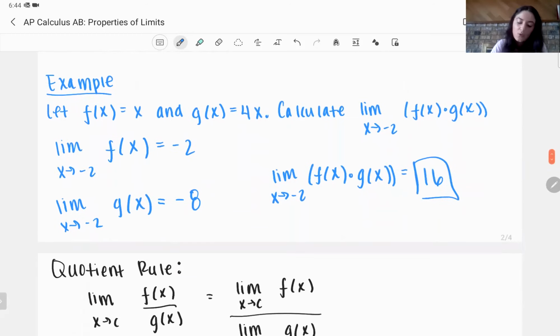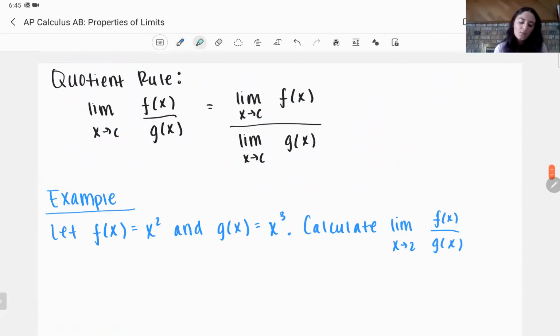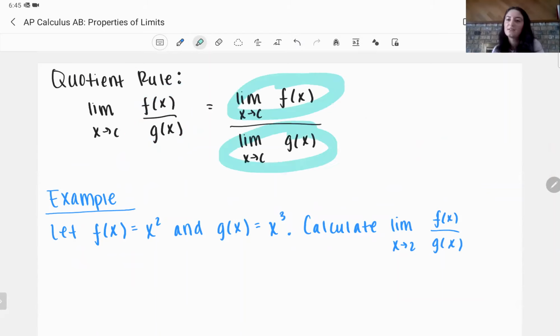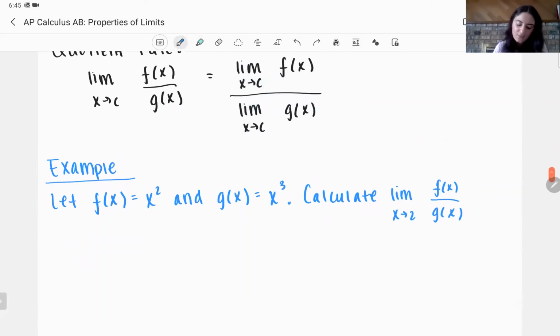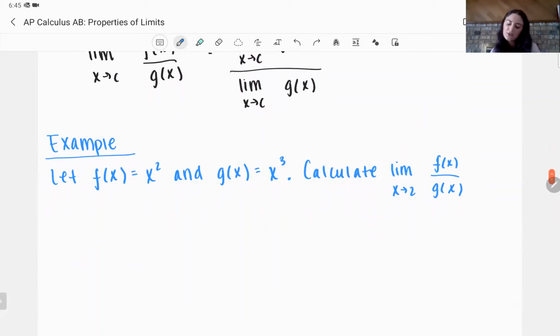Last rule, the quotient rule. So if you're asked to calculate the limit of two functions that are being divided by each other, you can just split that up into the limit of f of x, the limit of g of x, and divide those two final answers. So in our example, f of x is equal to x squared, g of x is equal to x cubed. Calculate the limit as x approaches 2 of f of x divided by g of x.